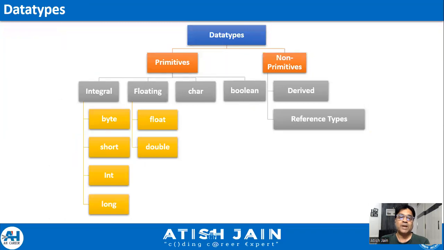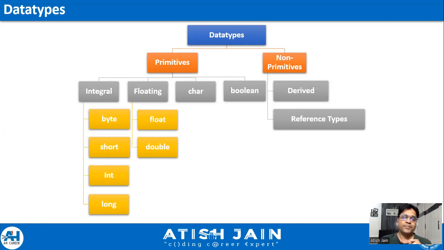In primitive types, you have integral type, that's nothing but whole numbers, floating type, that's nothing but decimal numbers, and next we have character and Boolean. In non-primitives, we have derived and reference types. But the focus of this particular session is to work on the primitive types. So in integral type, we have byte, short, int, and long.